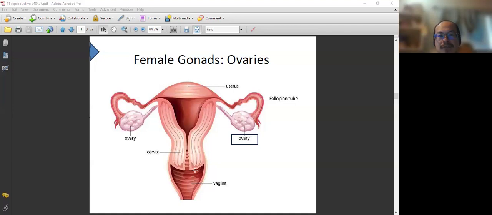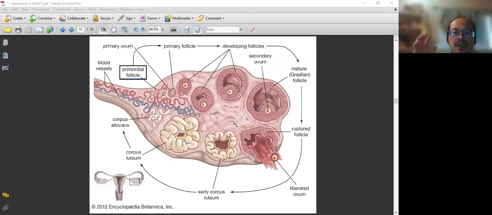So that is the female reproductive system. Here is the ovary, fallopian tube. So you need to know this location. This is the name of this anatomical structure: uterus, vagina, and cervix. So that's that. All right. So the key organ that we are going to focus on is the ovaries.